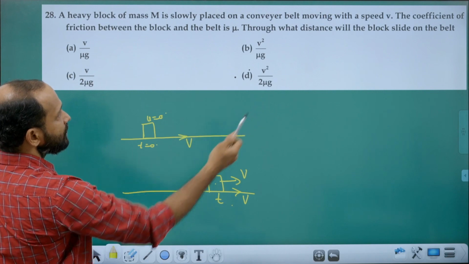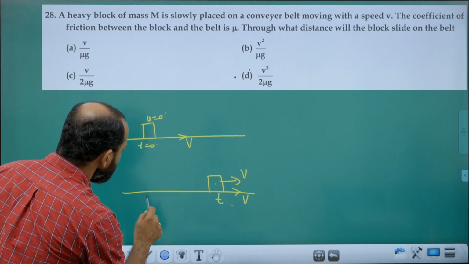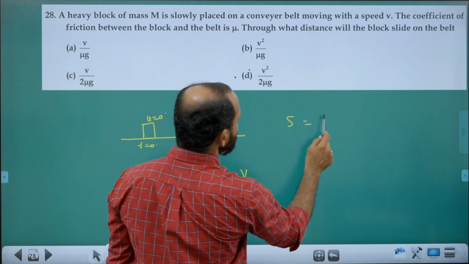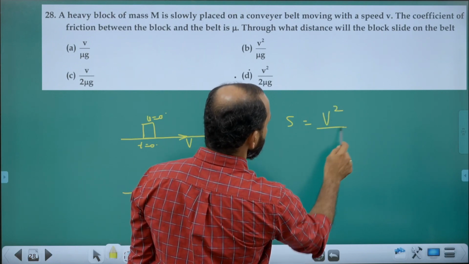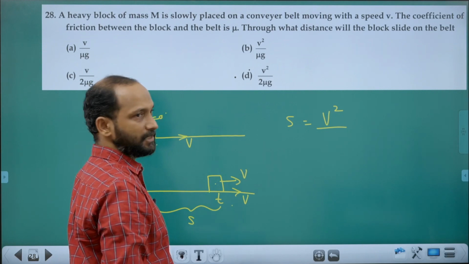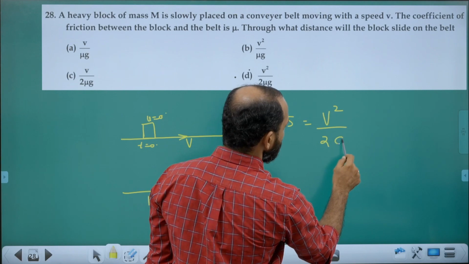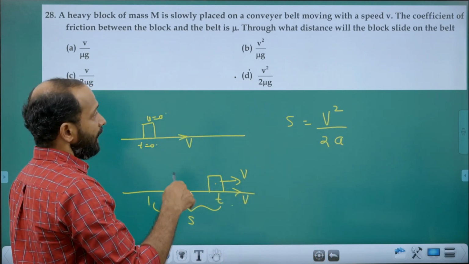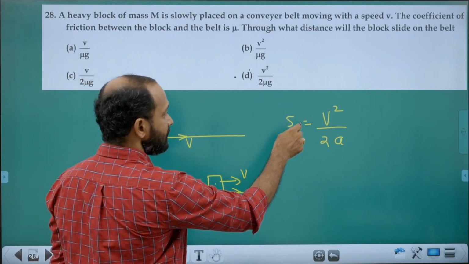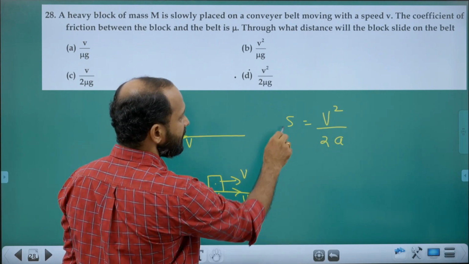Through what distance it has moved, that is what is being asked. This distance is called the accelerating distance. Accelerating distance s is equal to speed square divided by 2 times acceleration. The same equation can be used as for stopping distance, u square by 2a. So v square by 2 times a. Here a is the acceleration and v is the final velocity. If it was stopping distance, v would have been the initial velocity and a would have been retardation. Here it is the accelerating distance.